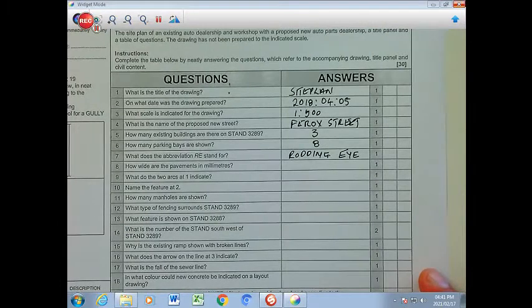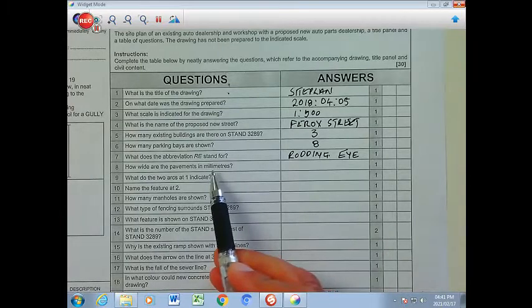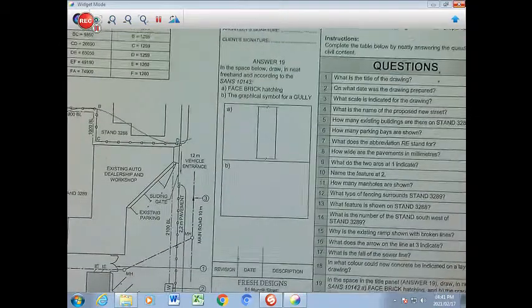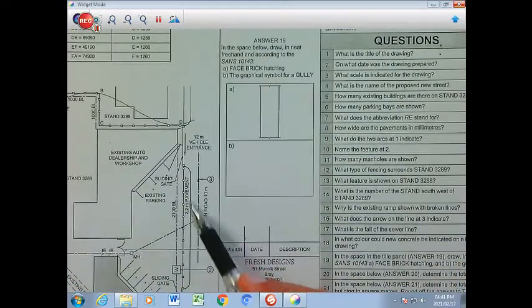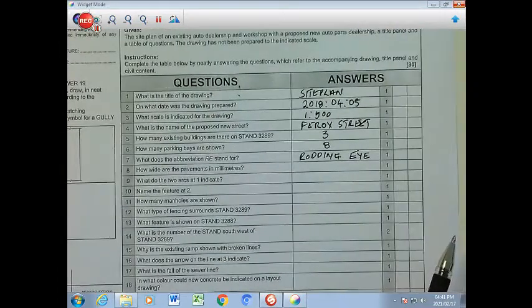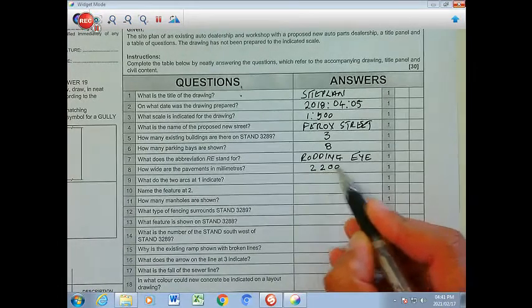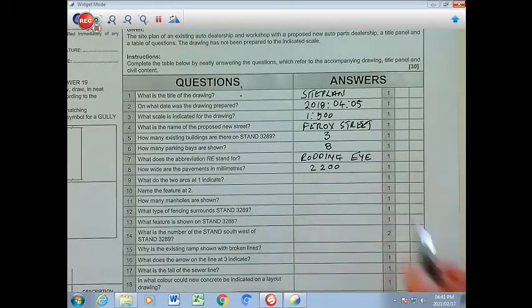How wide are the pavements? In millimeters, and very emphasis in your question should be on millimeters. So you're going to go to your pavement, one specific pavement, there it says 2.2 meters, but that's in meters. They want the answer in millimeters, so you're going to say 2, and add the 2 zeros without the comma.